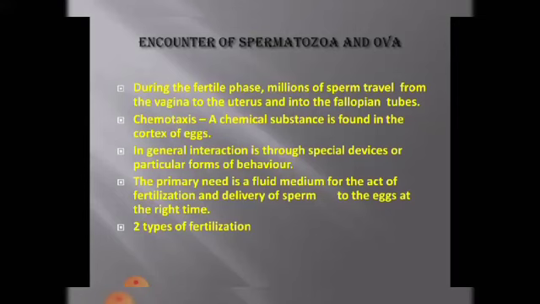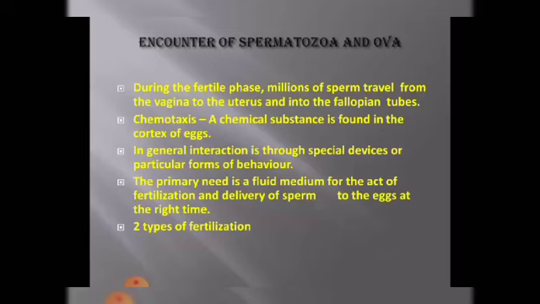So chemotaxis, you already know what chemotaxis is. It is a response with the help of chemicals. The sperm and the vagina contain chemicals. When these chemicals come in contact with the chemical substances found in the cortex of the egg, then only the reaction takes place. In general, the interaction is through special devices, particularly in the form of behavior.